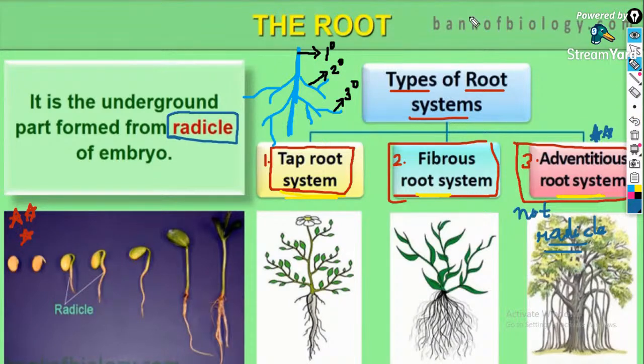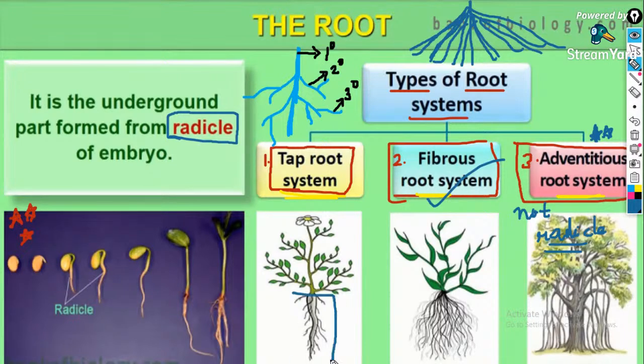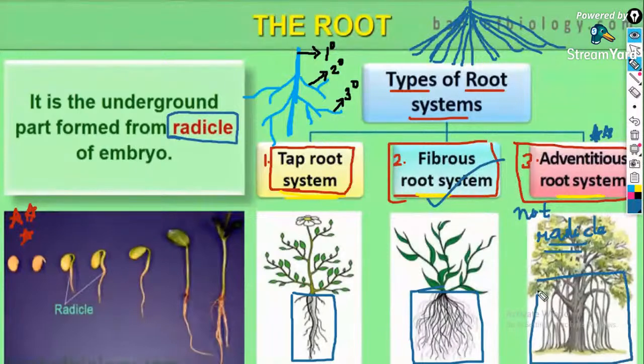Fibrous means there is no major primary or secondary root. All these roots will appear just like fibers, just how you see in the case of grasses. If you pull out a grass from the soil, you may see a fibrous root system. Exactly, you may see in the image: taproot system, fibrous root system, and adventitious root, roots originating from other parts of the plant other than the radicle.